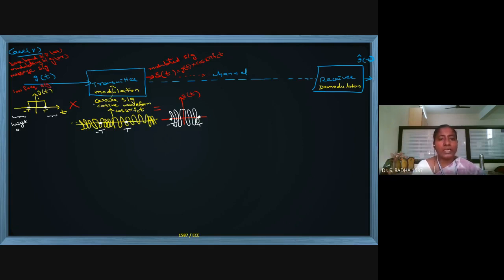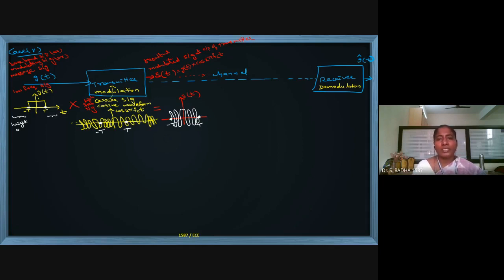Okay. So the carrier is a high frequency signal. High frequency means more repetitions. You can see in the cosine waveform that more repetitions are there, which means a high frequency signal. Now S of t is the resultant modulated signal at the output of the transmitter. This will travel through the channel. Now, we are not discussing anything about the channel. We are only discussing what happens before the transmitter, after the transmitter, and inside the transmitter.